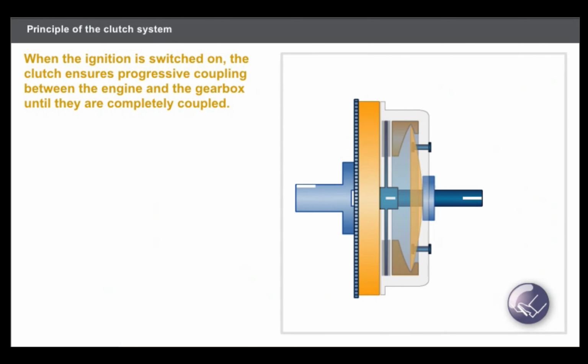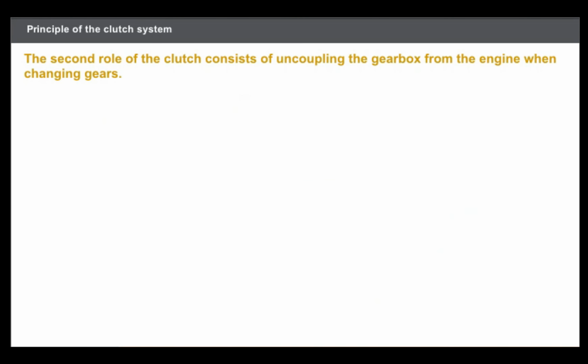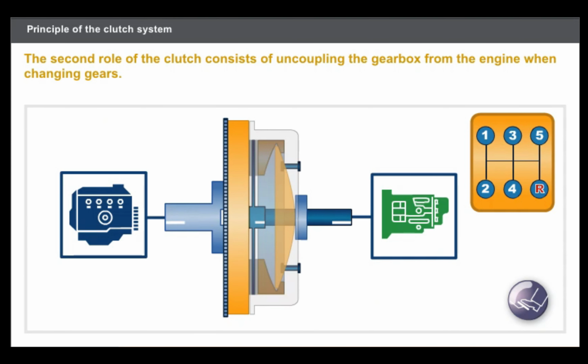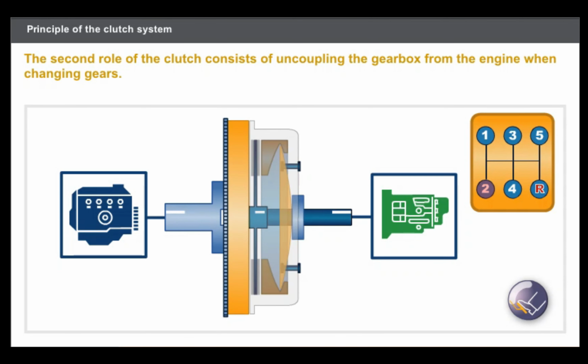The first role of the clutch is to ensure progressive coupling between the engine and the gearbox when the ignition is switched on. This allows an immobilized vehicle to speed up in gradual fashion. The second role of the clutch consists of uncoupling the gearbox from the engine when changing gears. Click on the clutch pedal. The gearbox and the engine are uncoupled when changing gears.